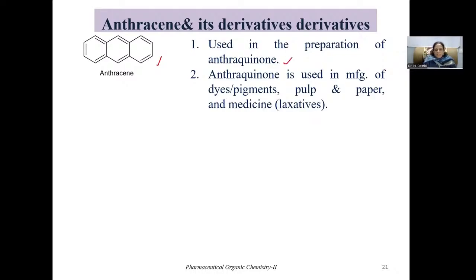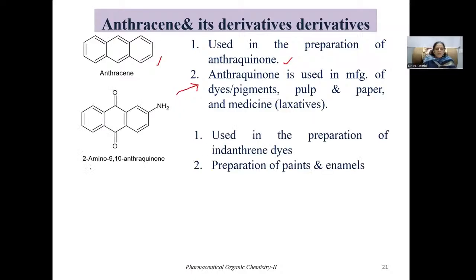The importance of anthraquinone is that this 9,10 anthraquinone is used in the manufacturing of dyes and pigments, pulp and paper industry, and also it is useful for the production of laxative type of medicines. So, as a derivative of anthracene, you can even give the structure of anthraquinone and give its use as mentioned here. One of the derivatives of anthracene or anthraquinone derivative is 2-amino-9,10 anthraquinone.